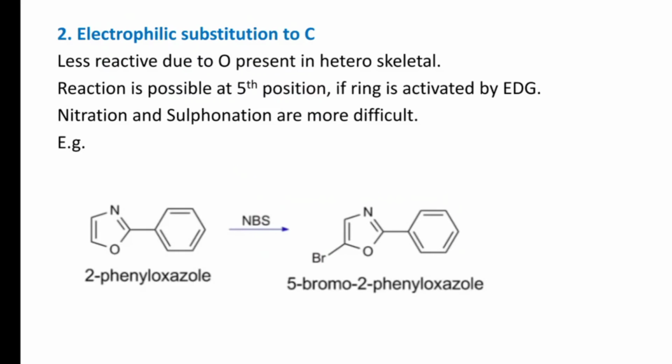Second one is the electrophilic substitution to carbon. It is less reactive because of the oxygen present in the heterocyclic skeleton. Its reaction is possible at the fifth position and if the ring is activated by an EDG. And nitration and sulphonation are more difficult.